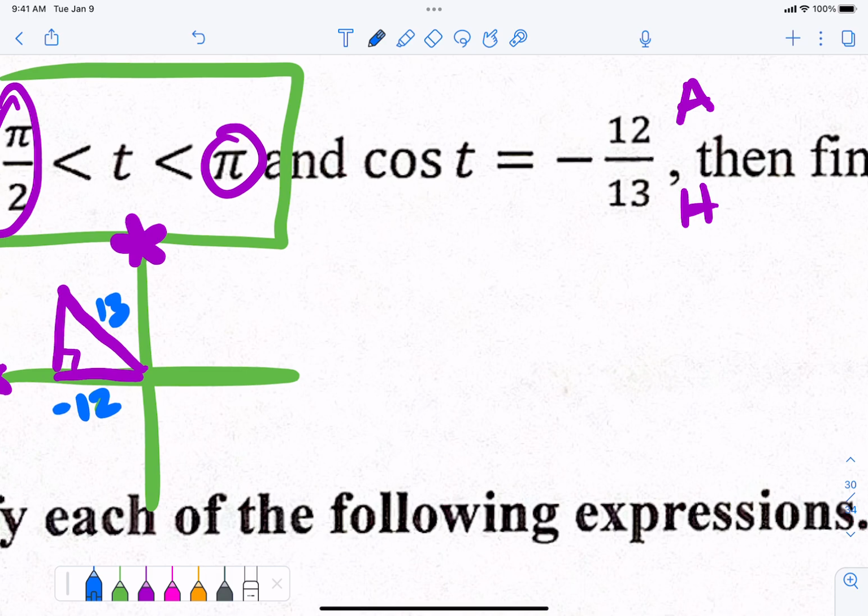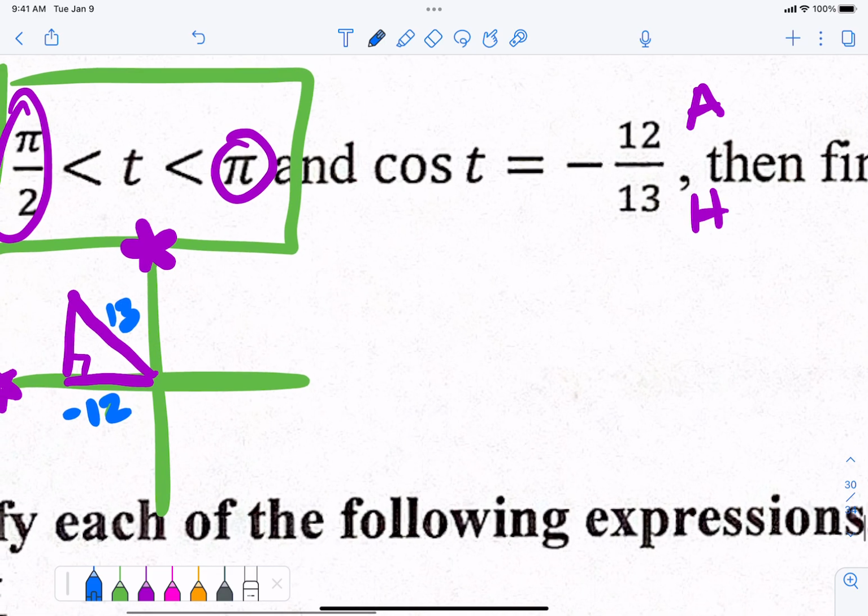Okay, now what's the third side going to be? You should know this. It's a 5, 12, 13. You do the Pythagorean theorem. If you don't remember, do the Pythagorean theorem. It should be a 5.